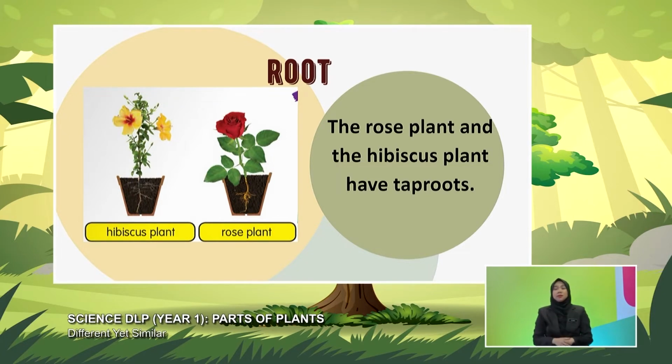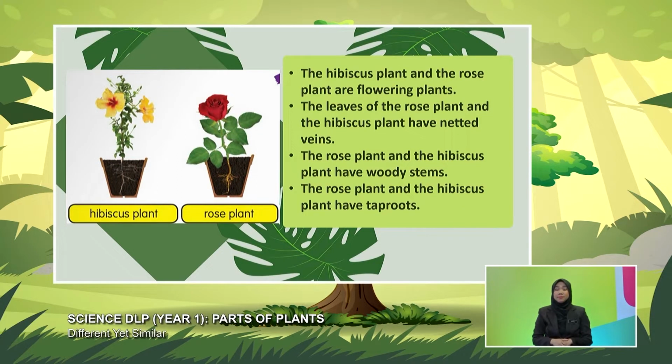So let us do the conclusion here. The hibiscus plant and the rose plant are flowering plants. The leaves of the rose plant and the hibiscus plant have netted veins. You can see the veins there, so we call this netted veins. The rose plant and the hibiscus plant have woody stems. Here you can see clearly it's a woody stem. If you can break it easily, we call that a woody stem. And the rose plant and the hibiscus plant have tap roots. As I said just now, it's a very long one in the middle. That's what we call tap roots.